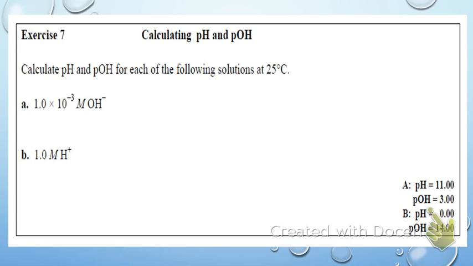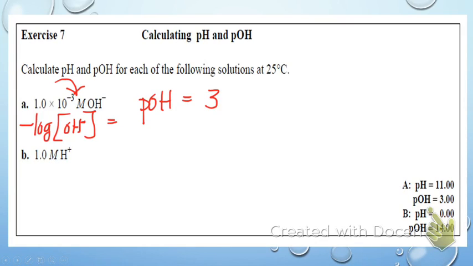So we're going to take the negative log of the hydroxide concentration. We're going to plug that number in, and when we do, the pOH is equal to 3. So then that means 14 minus 3, the pH is 11. Okay? So if the pH is 11, it doesn't say to do this, but this solution is basic.